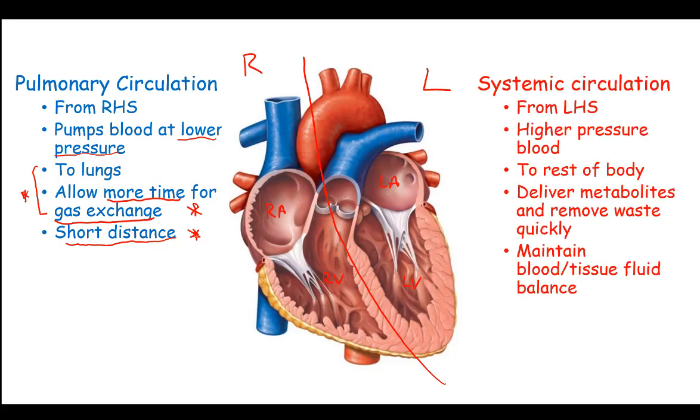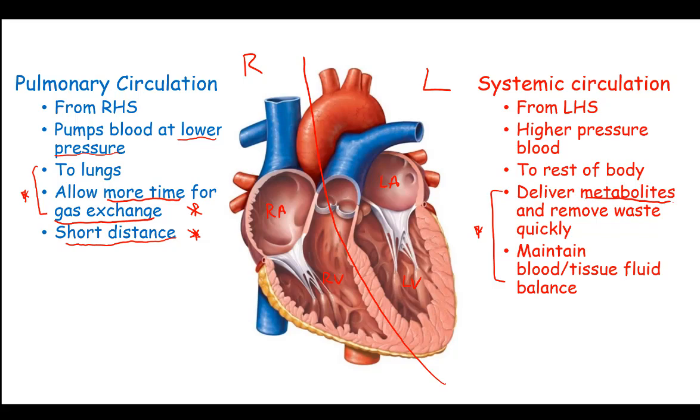Now next up is the systemic circulation. This is from the left-hand side of the heart, and at GCSE we always said how it pumps blood at a higher pressure because it's going to the rest of the body, which is a further distance. But now there are actually these two new points as well. It needs to pump blood at a higher pressure so that it can get blood to the tissues to deliver metabolites and remove waste products quickly.